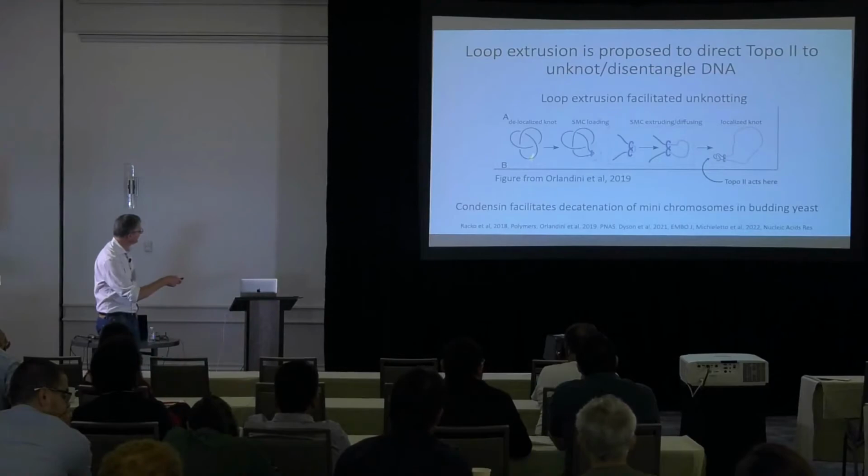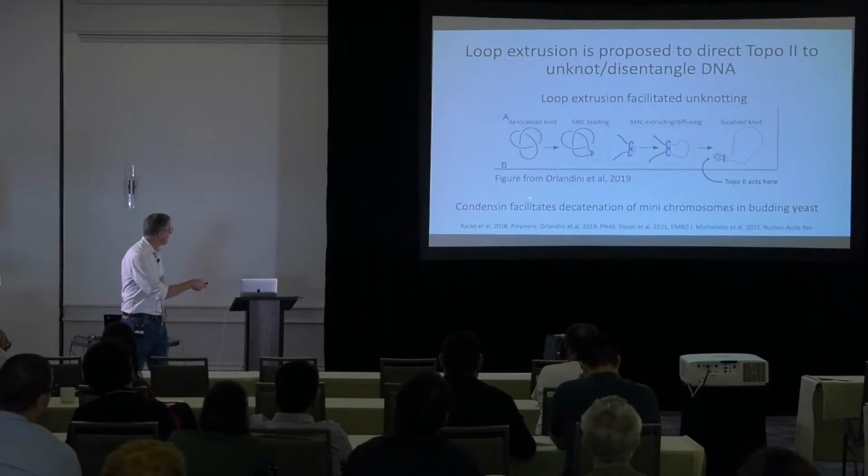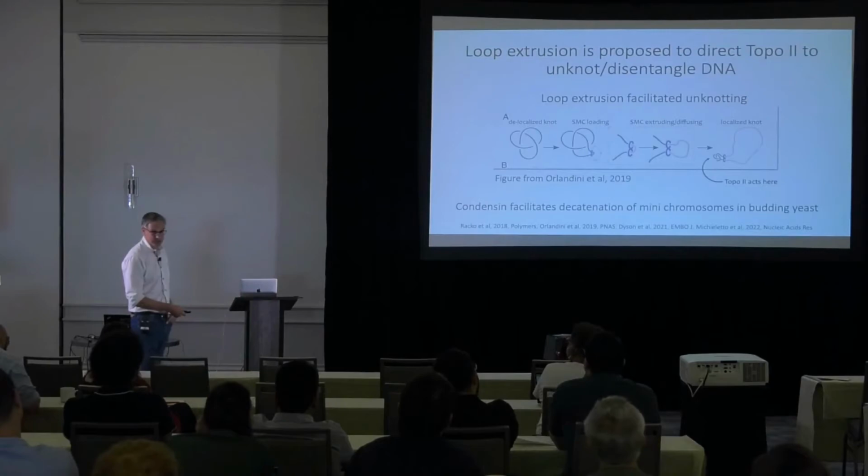Does it work in experiment? Do cells do this? So there's an experiment, Dyson et al., a very nice experiment in yeast, where they showed that condensin-mediated loop extrusion is required for decatenating mini-chromosomes. These are circular mini-chromosomes in yeast.